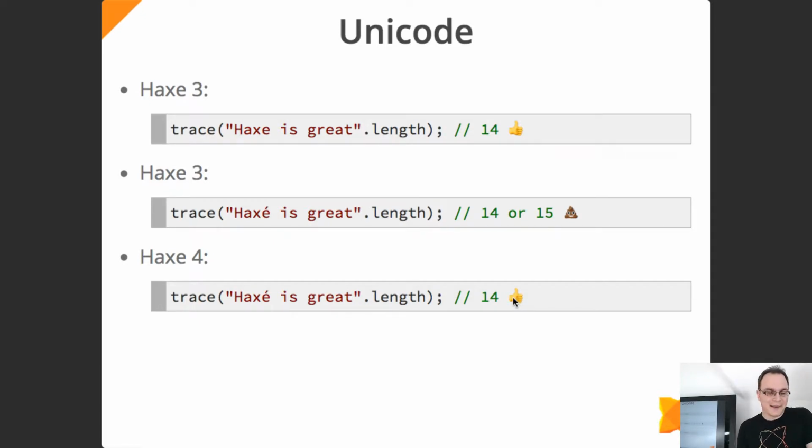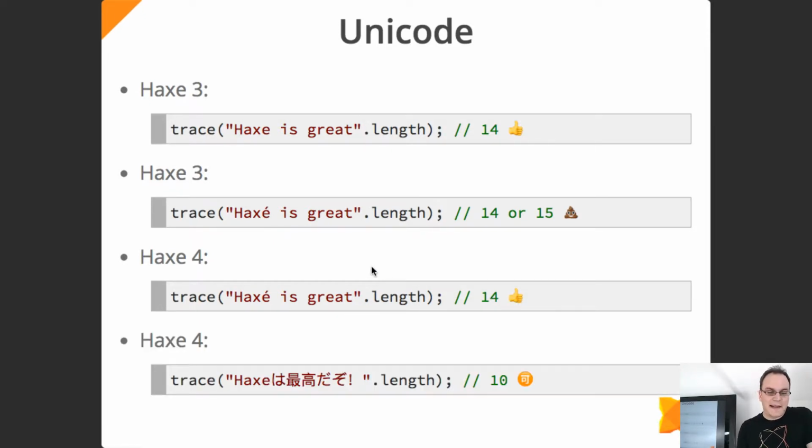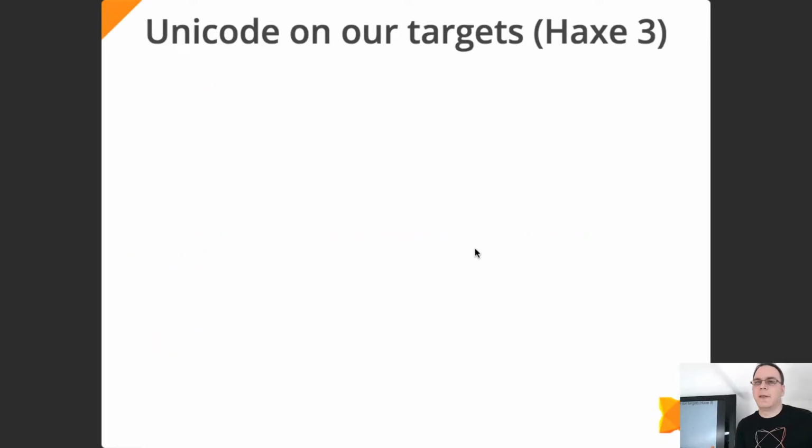We've been working on this for a long time. And you can even say it in Japanese and it's still going to work. And I hope this says Haxe is great. I'm not quite sure, but yes. So this now works. We have Unicode support. So let's look at how we got there.